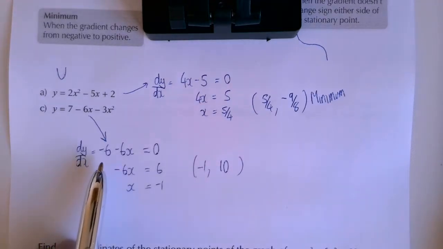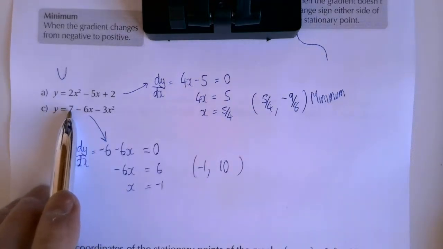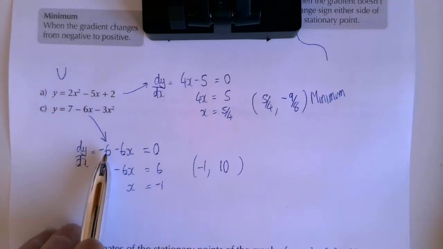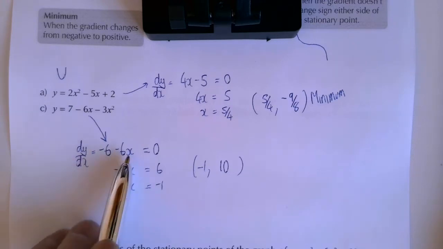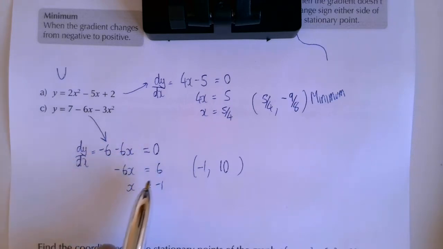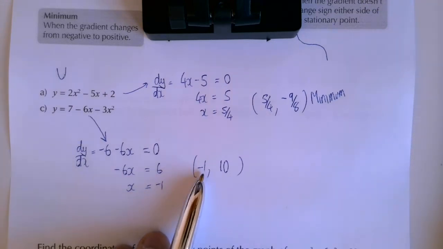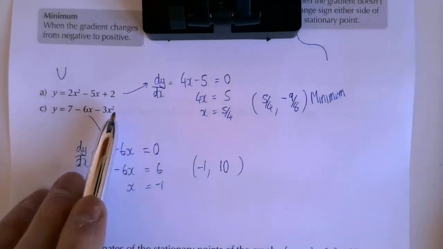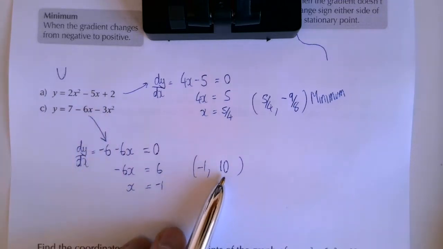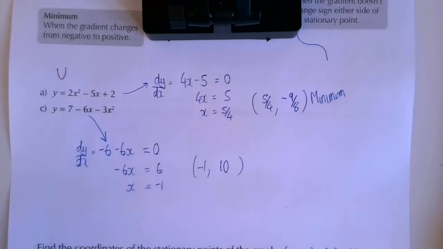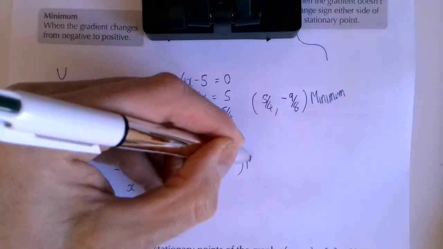Okay, so I differentiated, so that 7 disappears, minus 6x becomes minus 6, and 2 times minus 3 is minus 6, reduced the power by 1. When does that equal 0? I added 6 to both sides, divided both sides by -6. So that gave me my x value. Back to the original function to work out the y value. Used my calculator, got that. And I know that this is an unhappy quadratic, sorry. So that's going to be a maximum point.